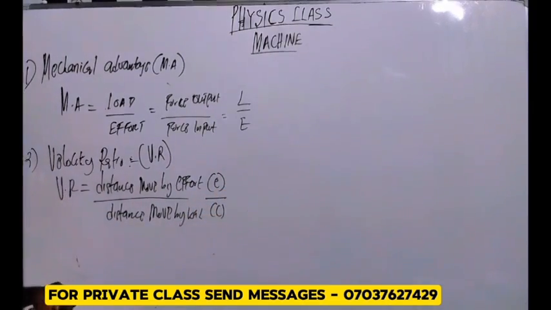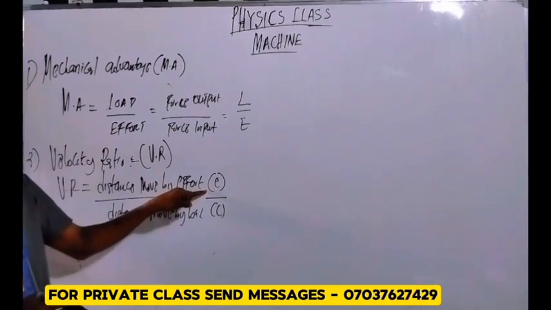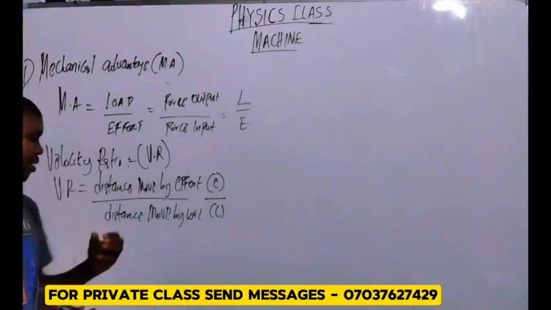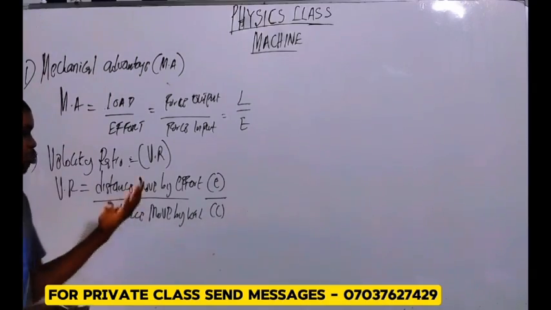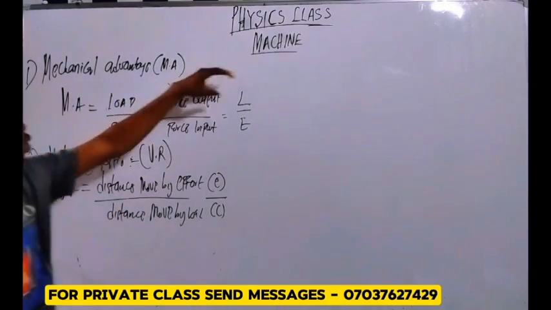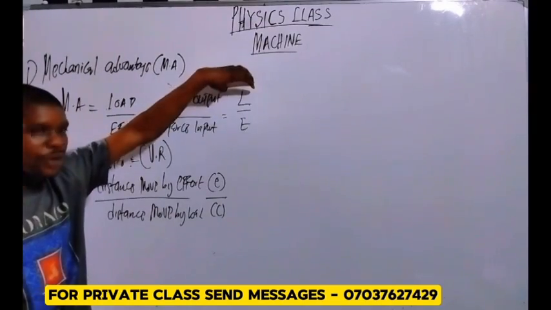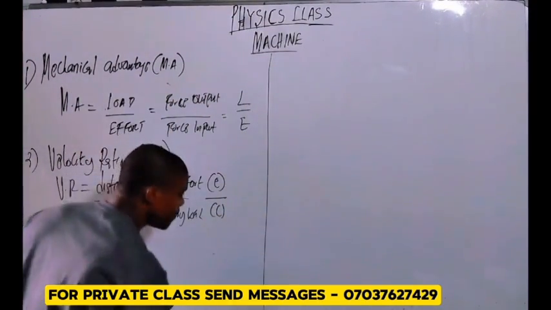So if you check it very well, in velocity ratio the effort comes up first, but it's the distance moved by the effort. Do you understand? Then the load, distance moved by load. So you can see that it's opposite, but for mechanical advantage it is load by effort. It is load, not distance. So you have to pay close attention here. There are 2 things to pay close attention to.